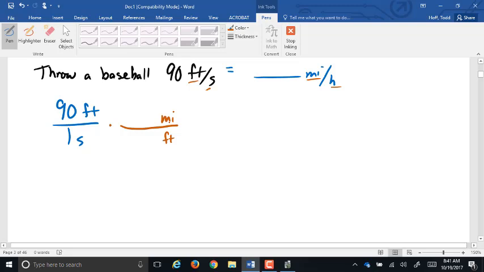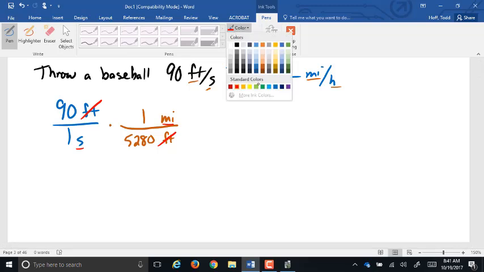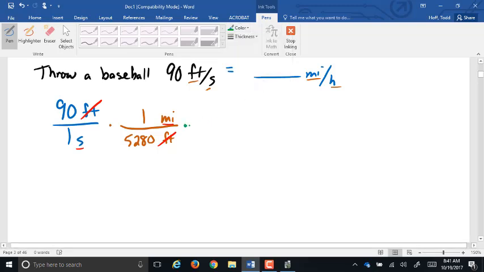The relationship between miles and feet is 1 mile is 5,280 feet. So the feet would cancel out. Right now we have miles on top and seconds on bottom. So the miles is good. We need to get rid of the seconds. This is a little tricky to get rid of seconds here. Where are we going to put it in the conversion factor?